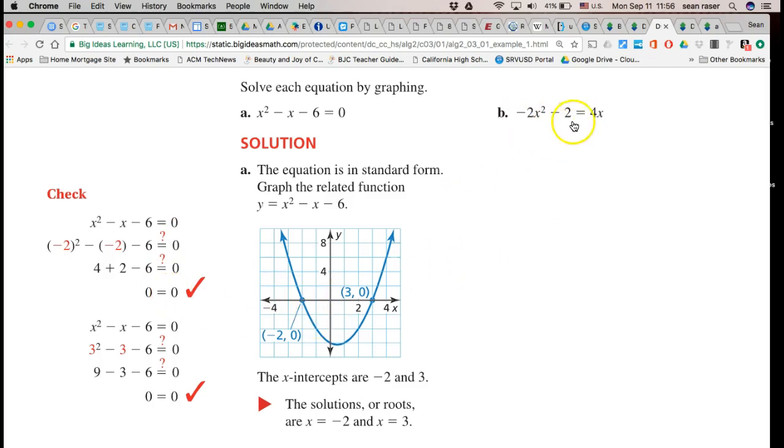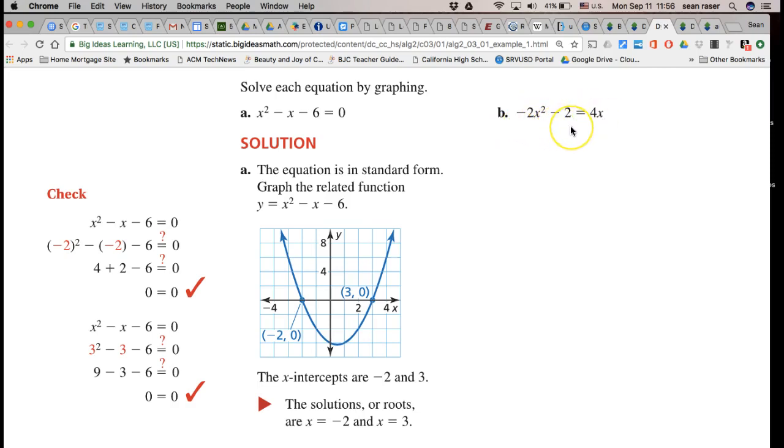So let's look at this second function. Here, you'll see that we don't have all of our terms on the same side. Okay, so before we can graph this, we need to figure out what function we're actually going to be graphing. If you tried to just plug in negative 2x squared minus 2 and graph that, you would get the wrong solution. We need to graph this entire function.